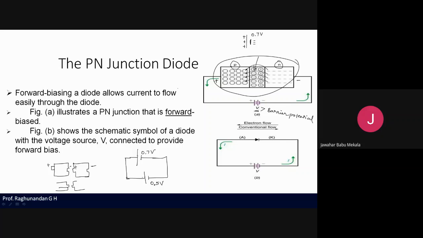Charge will not flow, sir. Charge will not flow, right? So what will happen now in this case? They will get added up or subtracted. See this 0.7, I'm comparing this PN junction to a battery, no?